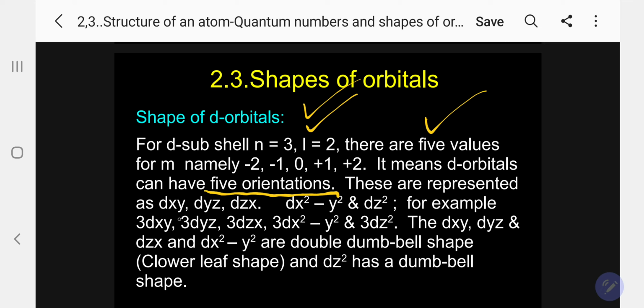These are represented by dxy, dyz, dzx, dx squared minus y squared, and dz squared. For example, if it is n equal to 3, I will use the terms 3dxy, 3dyz, 3dzx, 3dx squared minus y squared, 3dz squared. One most important piece of information, my dear student, please keep it in mind: dxy, dyz, dzx and dx squared minus y squared are dumbbell shape.